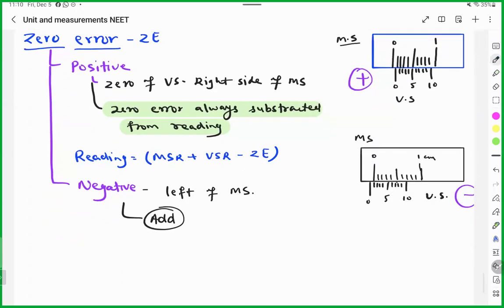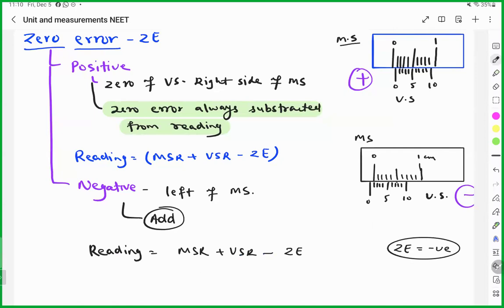How? I'll show you. If you are calculating reading, what will be the reading? Main scale reading plus Vernier scale reading minus zero error. Now this zero error value itself is in minus. So minus minus will become plus. Understood? Actually, we are taking subtract only. There's no other option. But negative negative becomes positive. Yes or no, guys? Yes, sir.